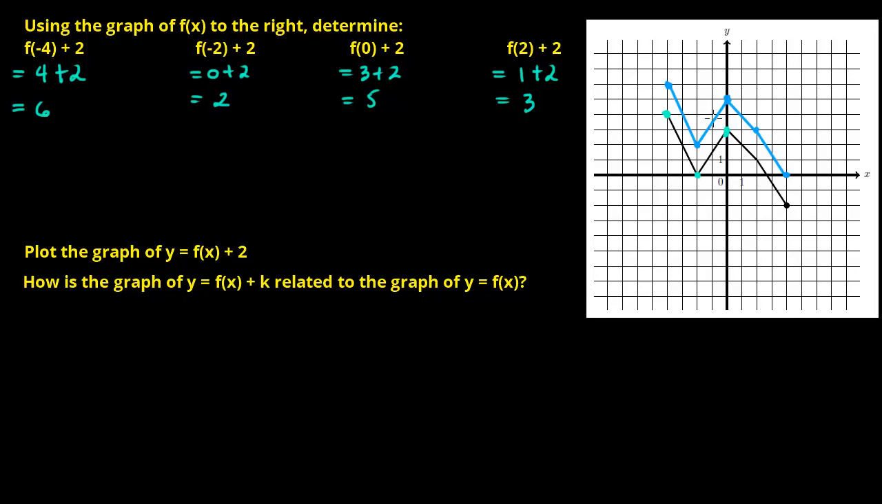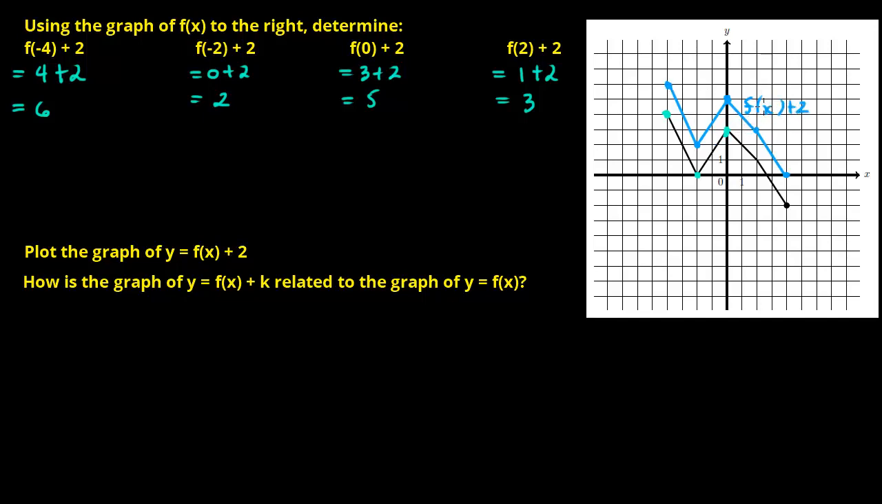If you look at the graph, you might notice something. How are these two graphs related? How is the graph of y is equal to f of x plus 2 related to the graph of f of x? You might have already noticed this, but if we take the graph of f of x and we shift it up 2 units on our grid, we get the graph of f of x plus 2. So again, what I've plotted here is the graph of f of x plus 2.